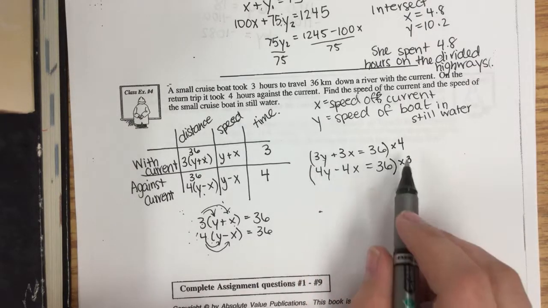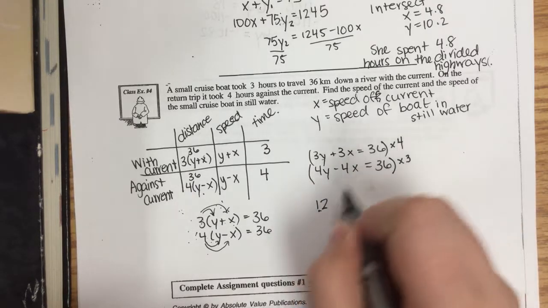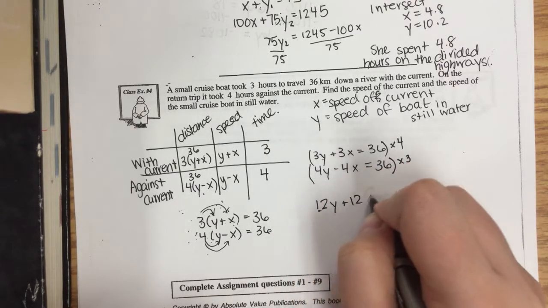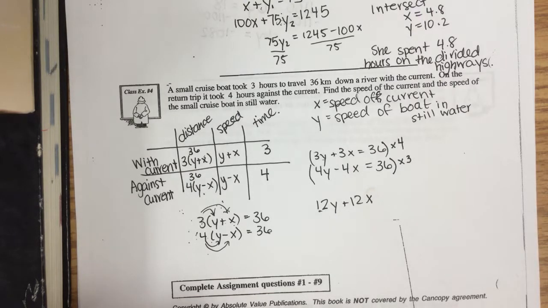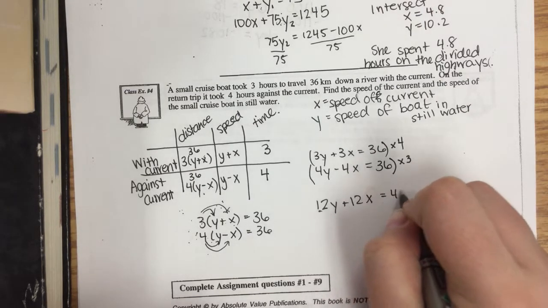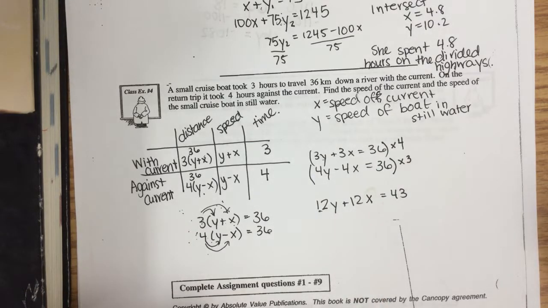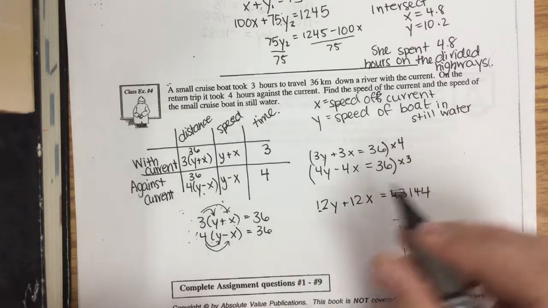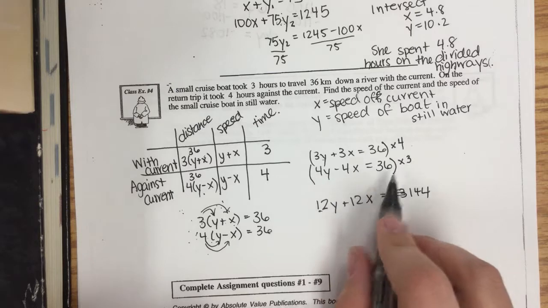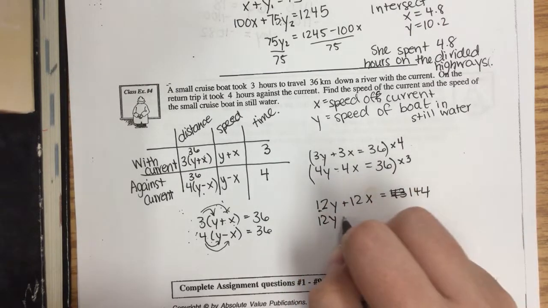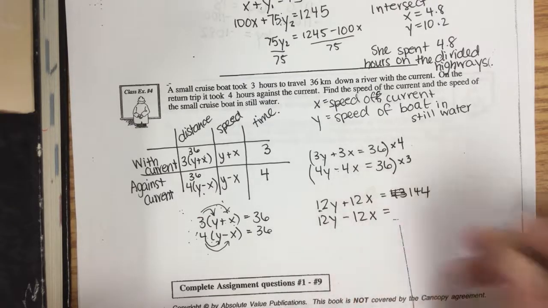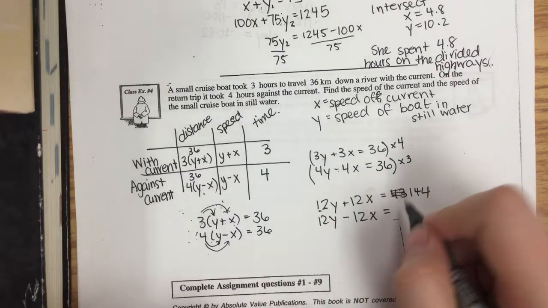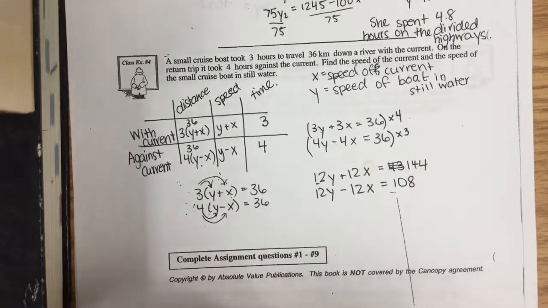And so when I multiply that, I go 3 times 4, 12y plus 12x is 36 times 12. 432. Not 36 times 12. 36 times 4. 36 times 4, 144. And then here, 4 times 3, 12y minus 12x equals 36 times 3. It's 108. Okay, so 12y plus 12x is 144. 12y minus 12x is 108.